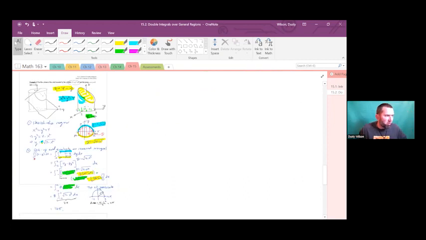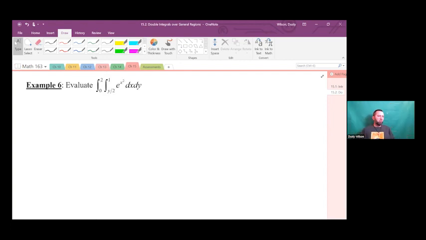So there is our full derivation of finding the volume of the solid between the two surfaces and captured within the cylinder. Example 6, evaluate the integral from 0 to 2 of the integral from y over 2 to 1 of e to the x squared dx dy.